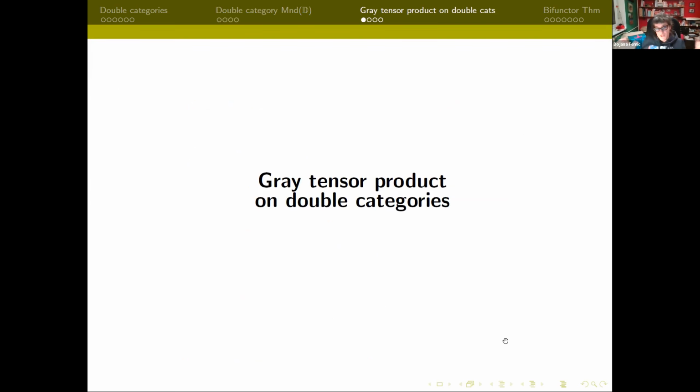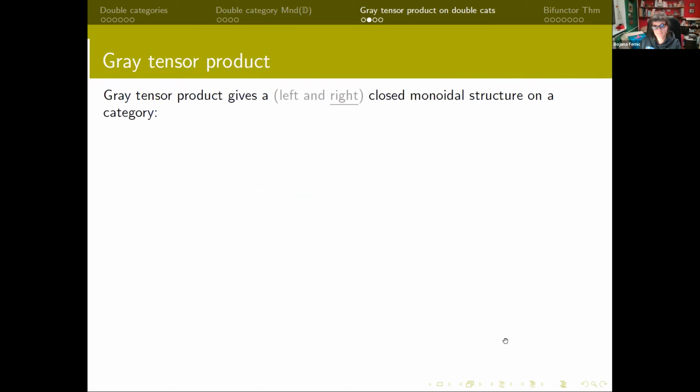Okay, so that was just to mention why it is nice to work with double categories and to see monads and double monads. And now I go towards this other topic, which is the Gray tensor product on double categories. Now, because the audience may be very varied, I included here the definition from the basics. So what is the Gray tensor product?